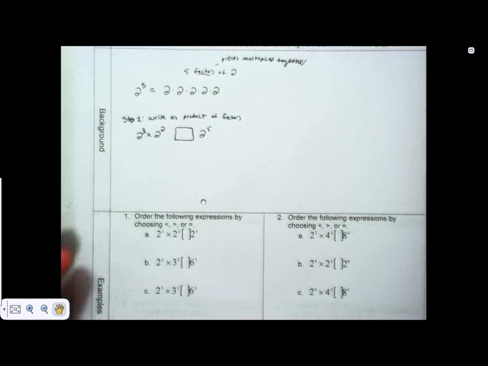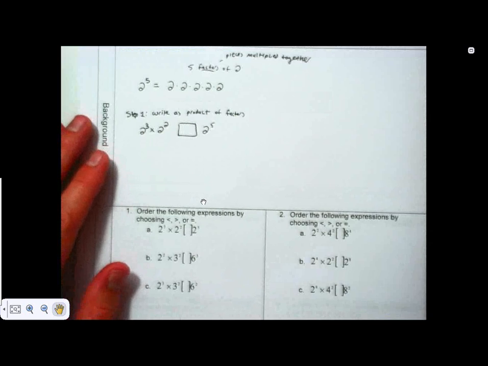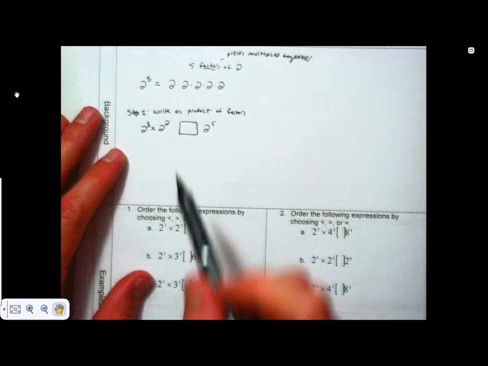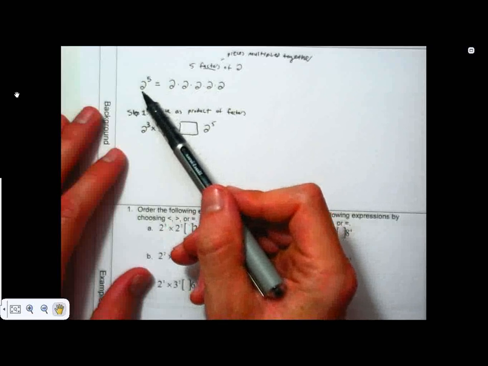Welcome. In this video, we'll be taking a look at how to order numbers with positive exponents. To begin, I want to discuss exactly what exponents mean.